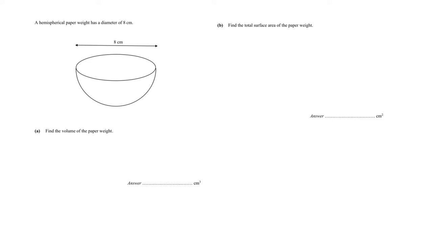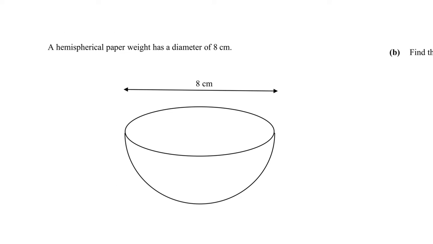We are given a hemispherical paper weight which looks like this diagram, diameter of 8 cm. Now, Mr. Tan always likes to zoom in here, and when they give me the diameter, Mr. Tan always likes to indicate what my radius is somewhere. So in this case, the radius will be 8 divided by 2, 4 cm. Alright? So just to indicate here that the radius is 4 cm. That will help us a lot.